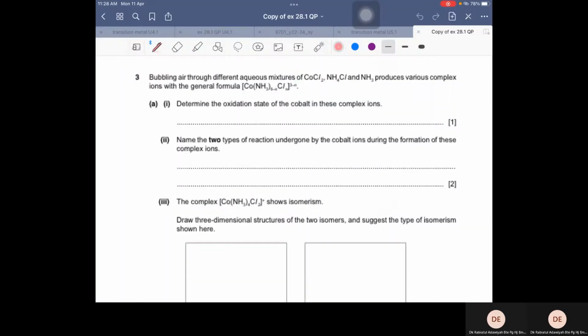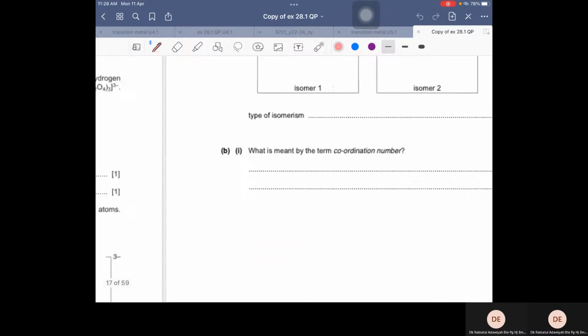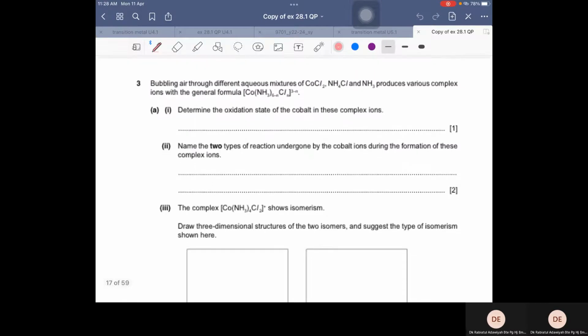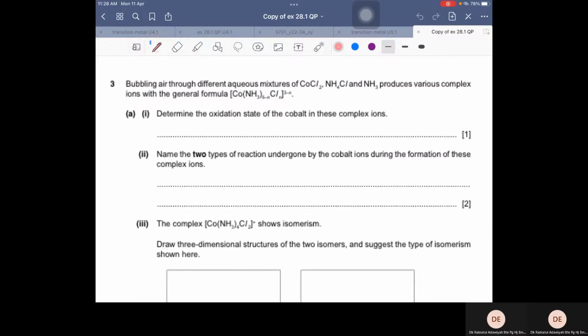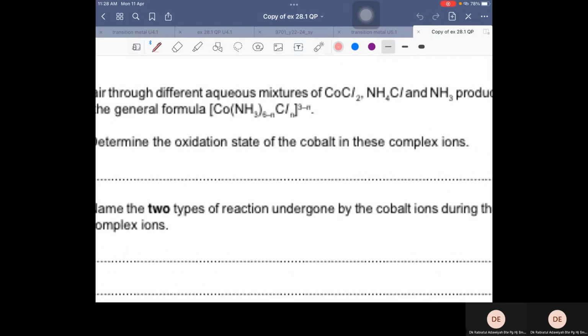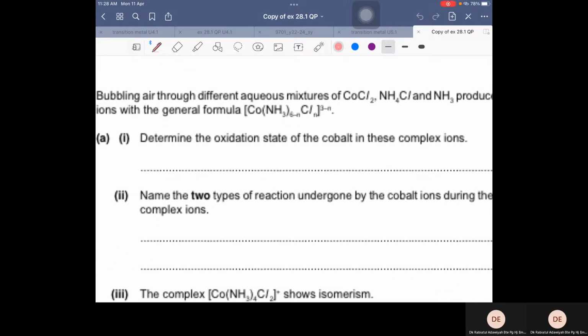Yeah. We are looking at question 32, the first part A. Okay, so you are given cobalt chloride compound, ammonium chloride, and ammonia. These three can produce complex ions with the general formula Co(NH3)(6-n)Cl(n), with charge 3-n. I don't know if you can see that. So that's the general formula for the possible complex ions being formed when you mix cobalt ions with the mentioned compounds just now.